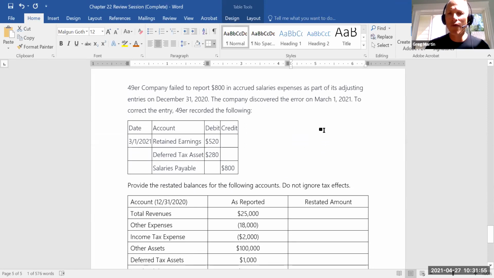Now, similar in format in that we're taking what was reported and we need to provide the restated amounts. The challenge here is that we are including tax effects. So we do not ignore any tax effects. We're including them in this case.